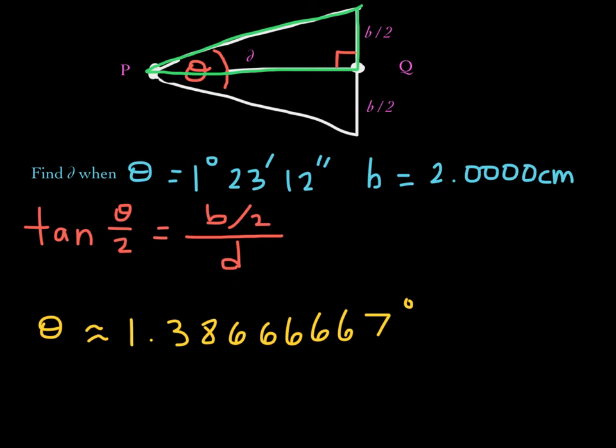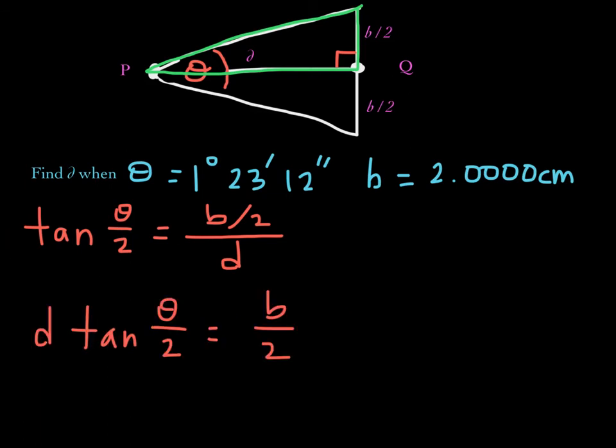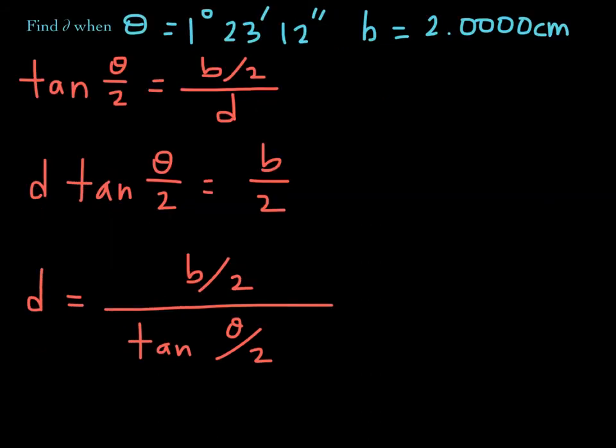What I'm going to do to both sides first is multiply both sides by D, right? I'm going to multiply both sides by D. That'll eliminate D down here and put D right over here, okay? All right, and then what I want to do is divide both sides by tangent of theta over 2. All right, so that's what D will be equal to, exactly.